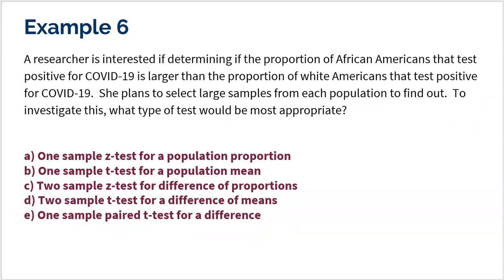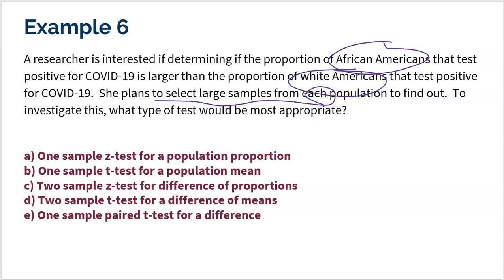A researcher is interested in determining if the proportion of African Americans that test positive for COVID-19 is larger than the proportion of white Americans that test positive for COVID-19. She plans to select large samples from each population to find out. To investigate this, what type of test would be most appropriate? All right, so we clearly are looking at two different proportions or populations, right? We're clearly looking at African Americans versus white Americans. So we're definitely going to take a sample from each. It even said select large samples from each population, clearly telling that there are two populations here, two samples here.